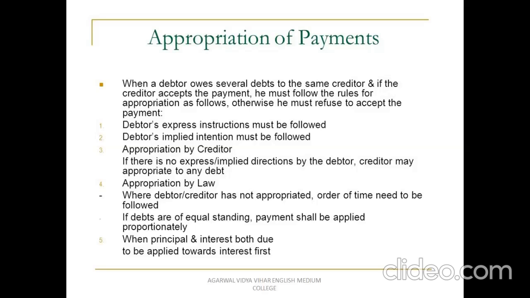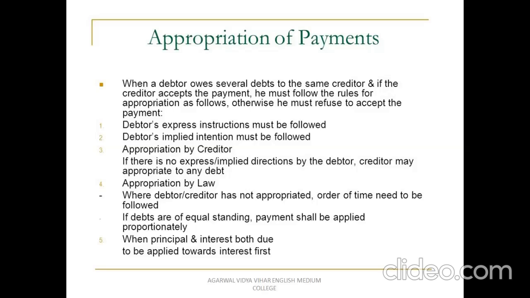Clear that loan number 1 is taken in the year 2005, loan number 2 is taken in the year 2007, loan number 3 is taken in the year 2010. So according to the time, the banker has to settle loan number 1. Why? Because it is the oldest one. So the banker has to follow the order of time. If the outstanding debts are of equal amount, suppose 10,000 is due in all the accounts, you can appropriate the payment proportionately.